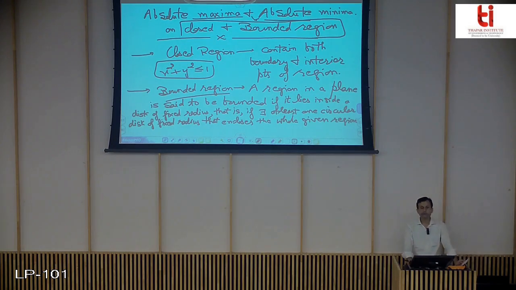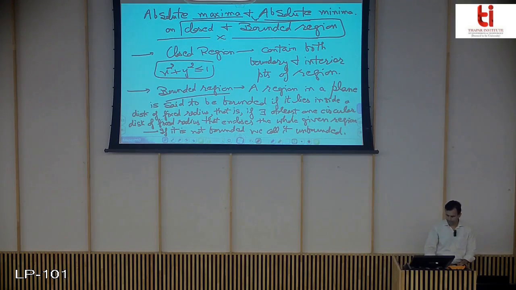Okay, so a region is said to be bounded if there exists at least one circular disk of fixed radius that encloses the whole given region. Means the region is bounded if I can enclose it in some circular disk of fixed radius. And if it is not bounded, that is, if it can't be enclosed by some circular disk of fixed radius, we call it unbounded. Unbounded means that region cannot be contained in some circular disk of fixed radius.